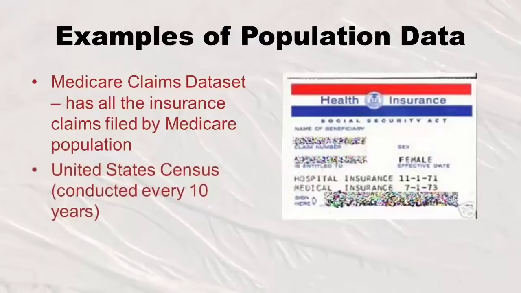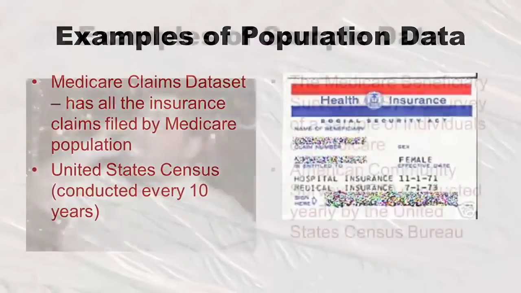Also in the United States, every 10 years, the government hires a bunch of people to go out and survey a bunch of people, and also they send out a bunch of surveys. And the idea is to try to get every single person in the United States to fill out that survey. And that's called the United States Census.